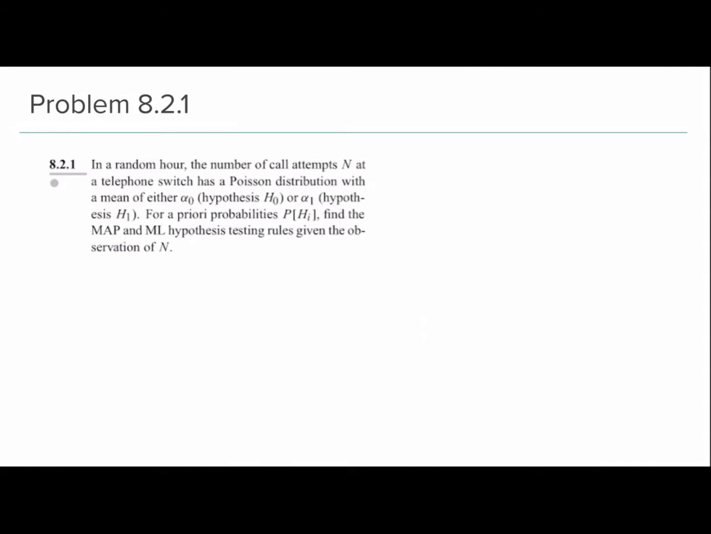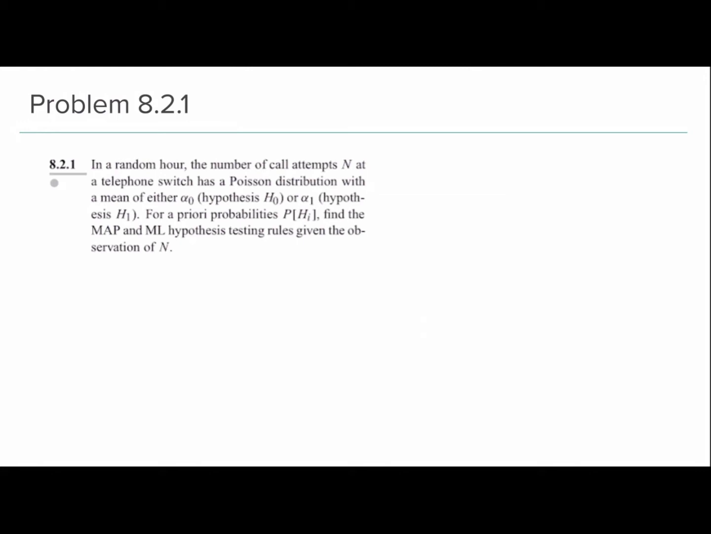Let's move forward to the next problem, which is problem 8.2.1. The question says, in a random R, the number of call attempts n at a telephone switch has a Poisson distribution with the mean of either alpha naught under hypothesis H0 or alpha 1 corresponding to hypothesis H1, for a priori probabilities P of Hi. Find the MAP and ML hypothesis testing rules given the observation of n, right?